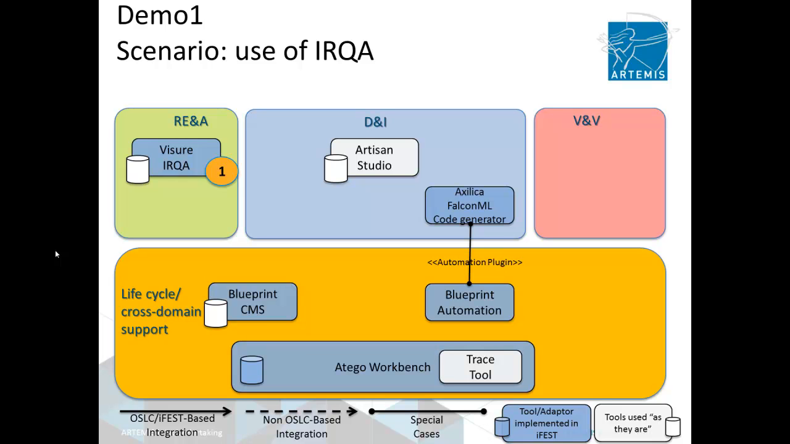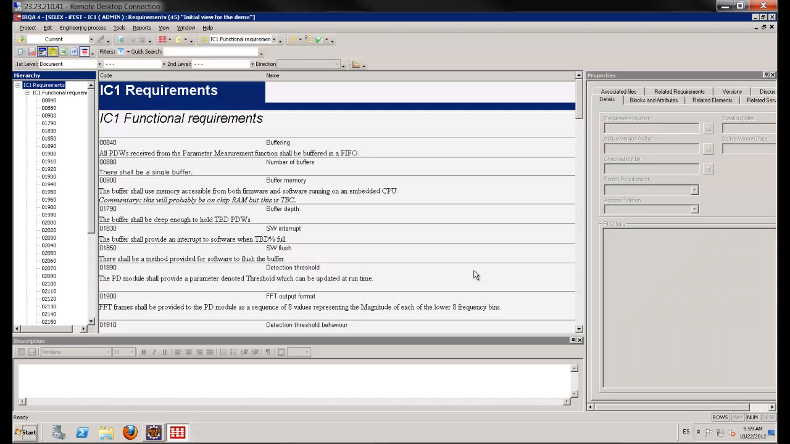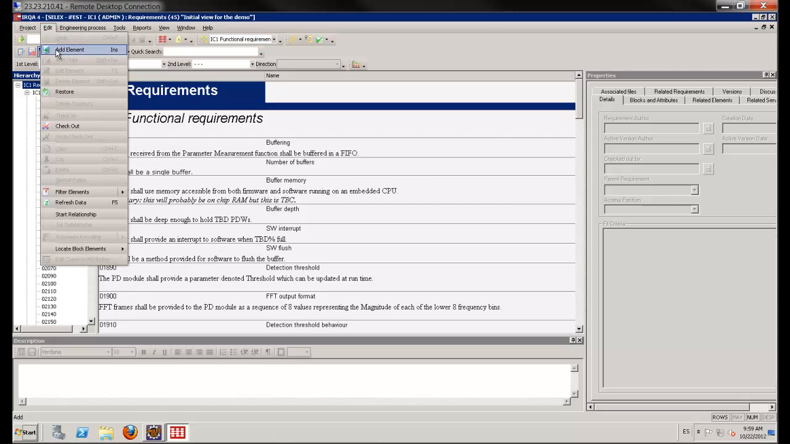SELEX Galileo uses the Visure IRQA requirements tool to capture and analyze requirements. Over the lifetime of a project, SELEX Galileo would make use of multiple iterations of the requirements. Each of the SELEX Galileo subsystems maps to a block in IRQA. Each block maps to a requirement collection resource exposed by the iFest IRQA adapter. Each block has a set of requirements and represents a subsystem.